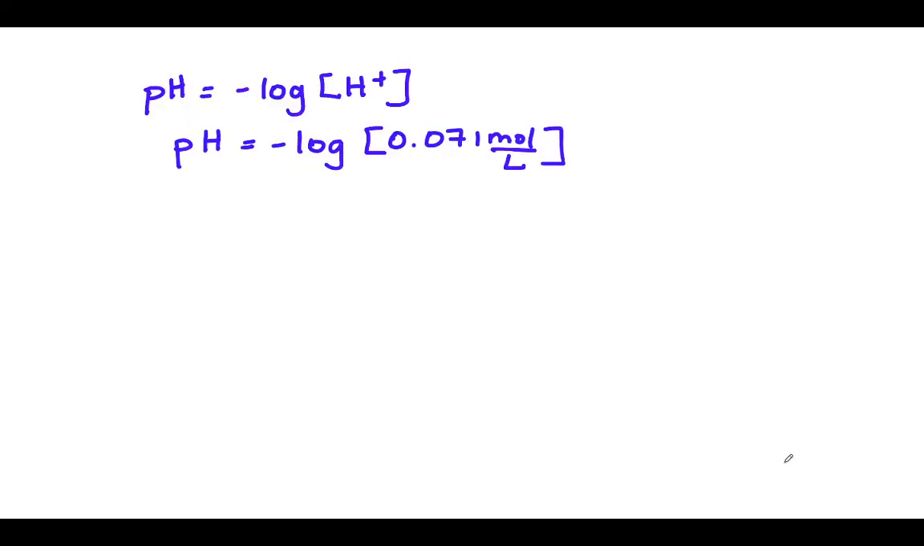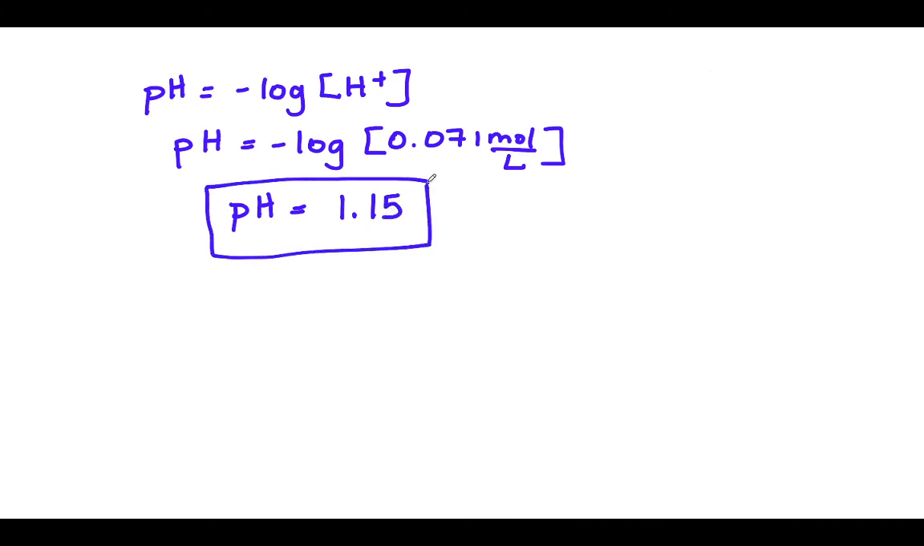And when I use that full number to find the negative log of, so negative log of this will give me a number that's 1.146. There are 2 sig figs in this number, which means that my answer is going to have 2 decimal places. So 1.15 is the pH of this solution.